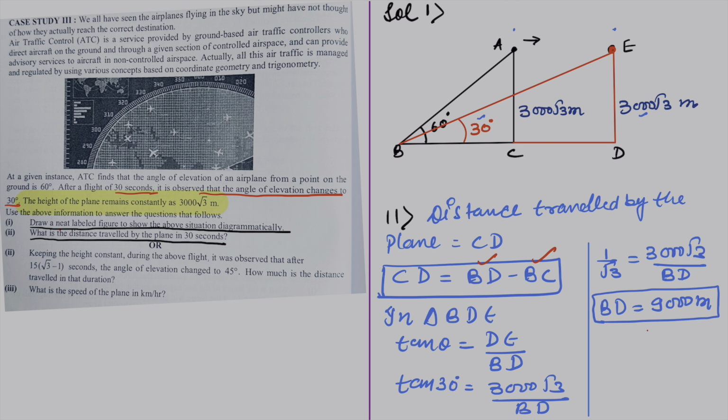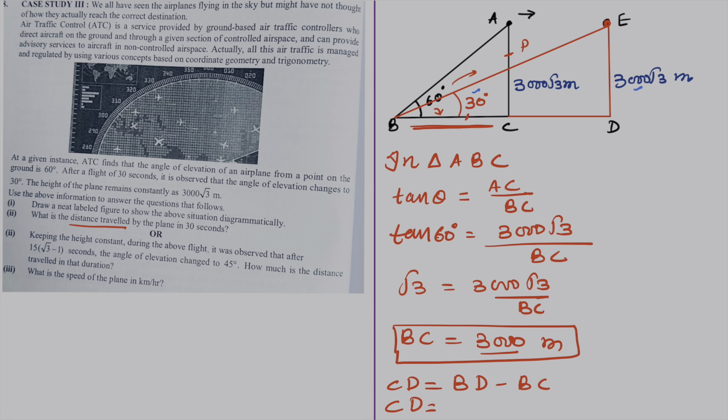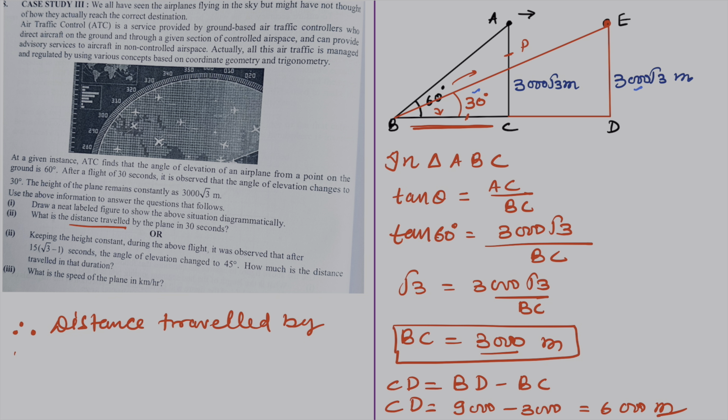We have already found that, that is 9000. 9000 minus 3000 equals 6000 meters. So now we can answer this question in words. I am writing here only on the left side. Therefore, distance traveled by the plane in 30 seconds is 6000 meters.